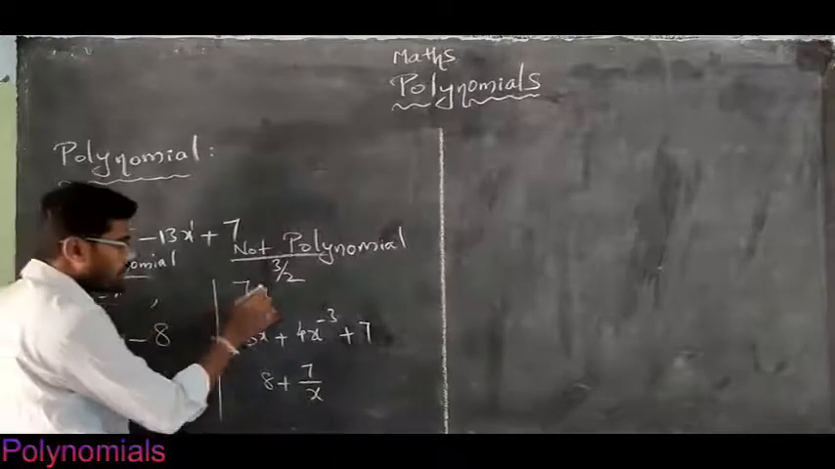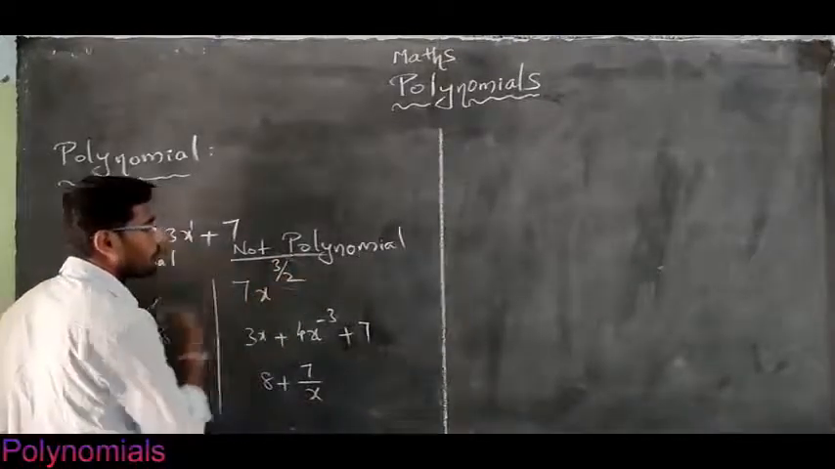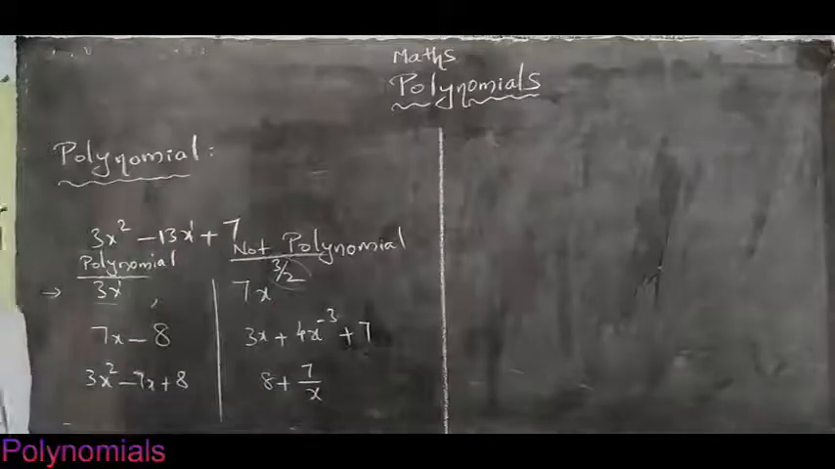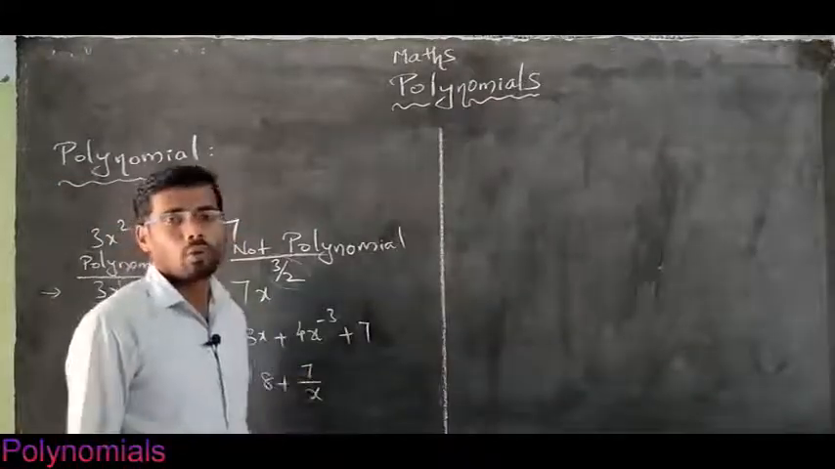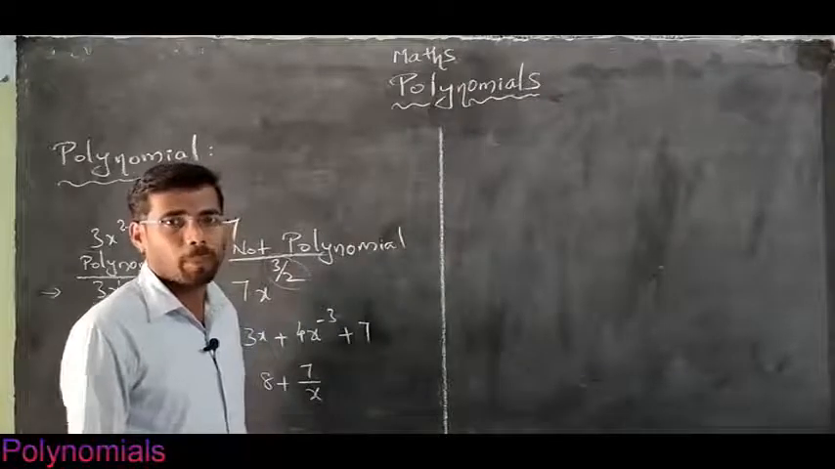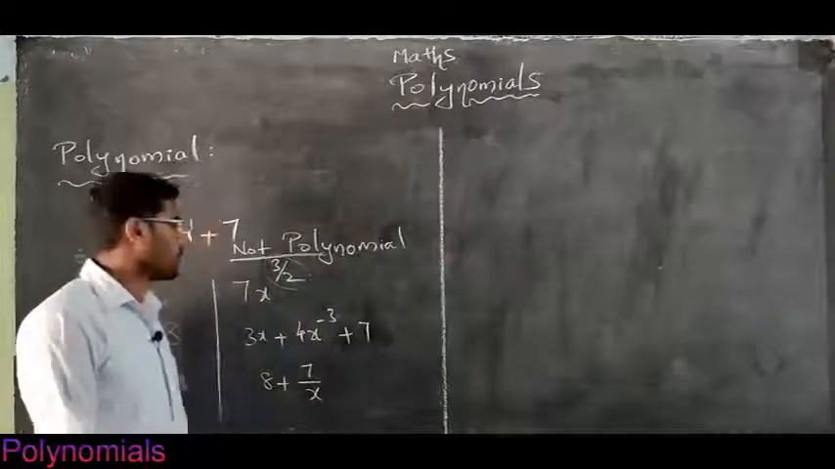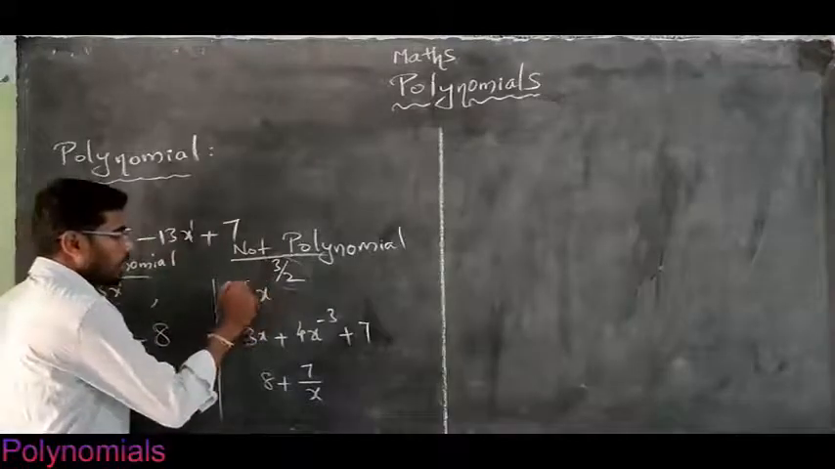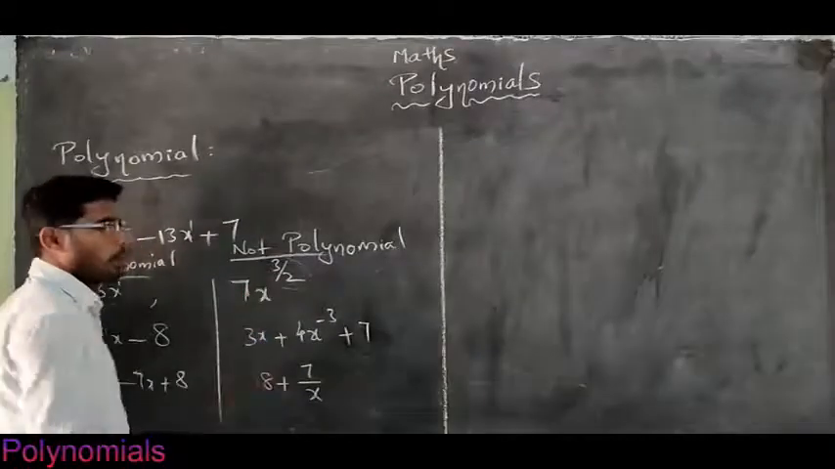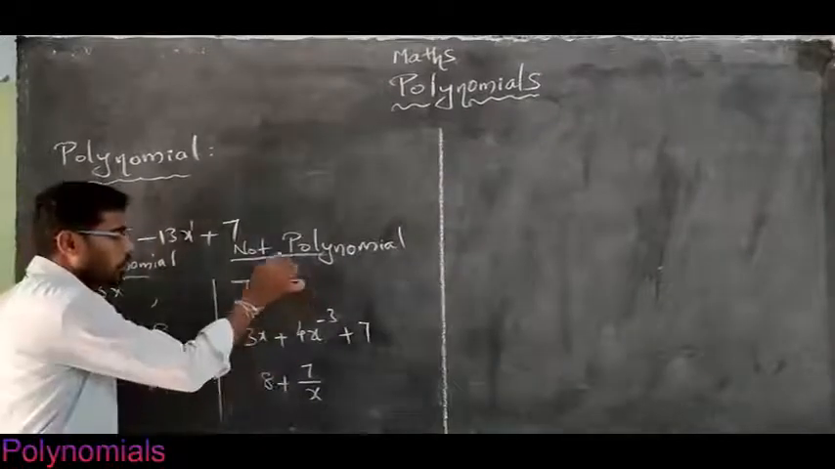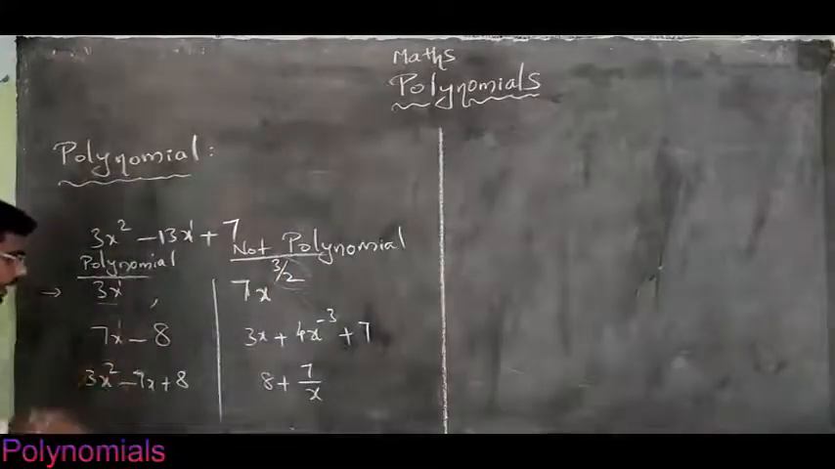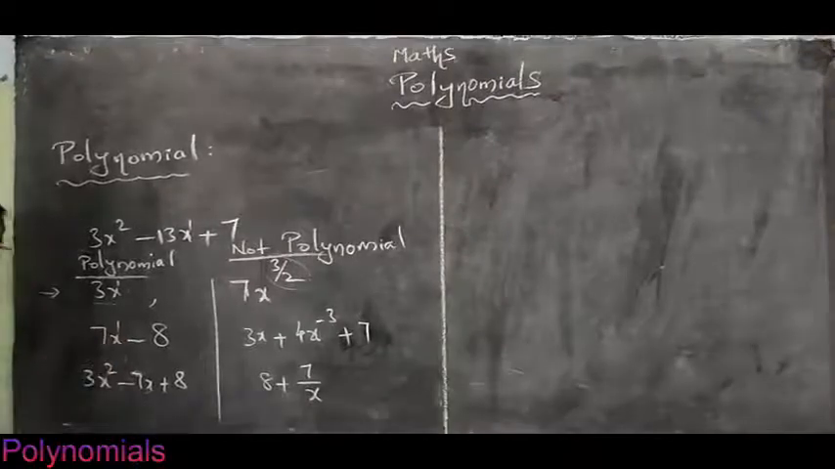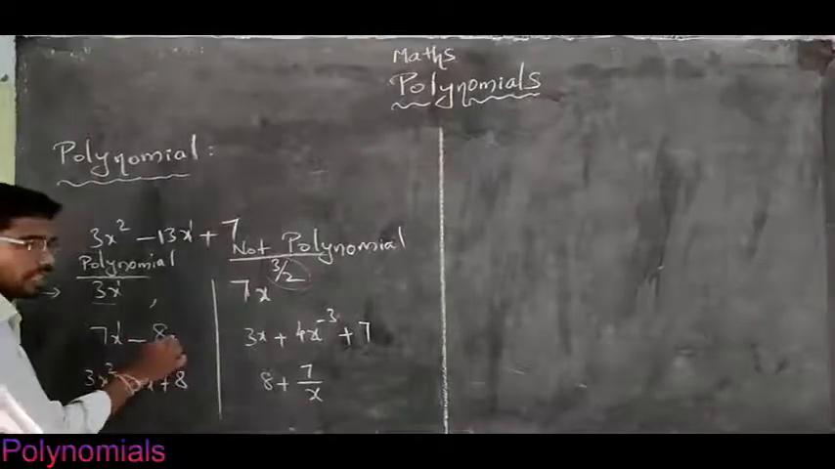And you observe in this, here x power is rational. Whenever the x power is a rational number, those we will not call a polynomial. Here, 7x to the power of 3 by 2, we call this not a polynomial. Here 7x minus 8, x power is 1, a positive number, so you call this a polynomial.